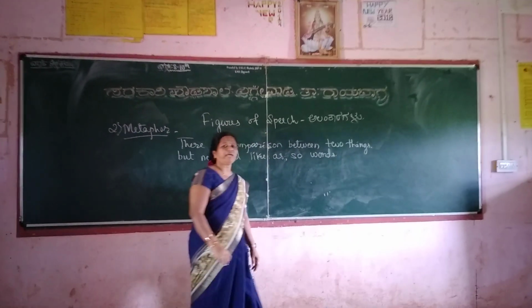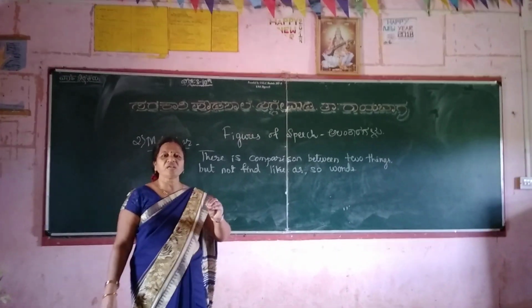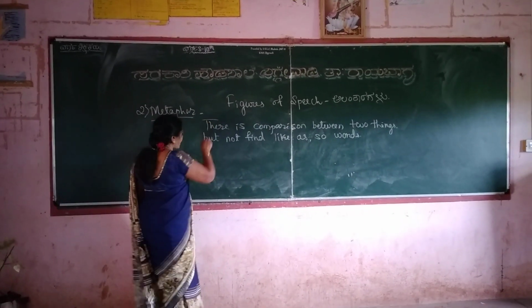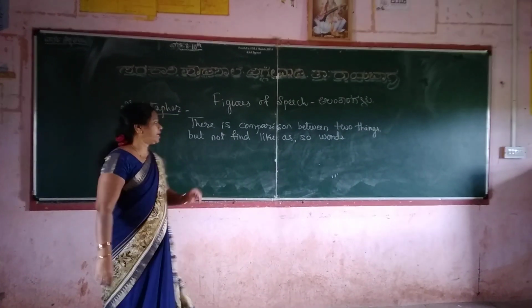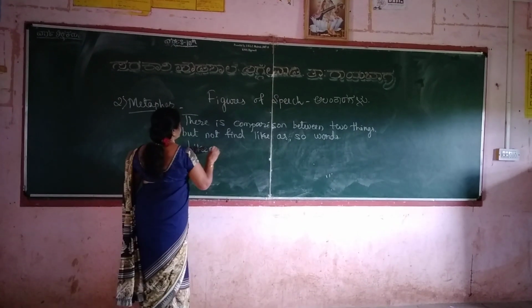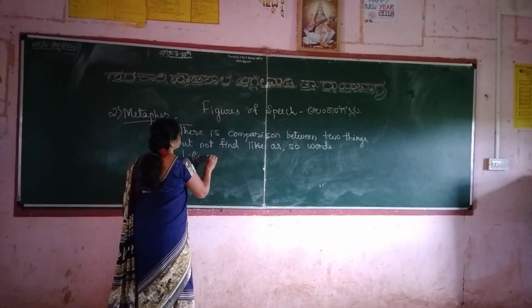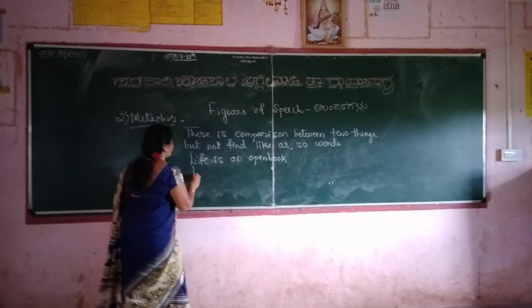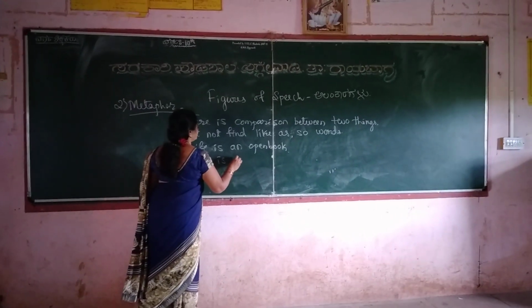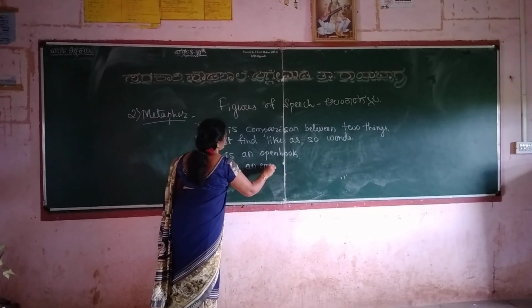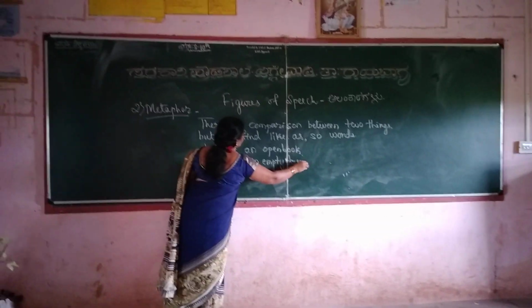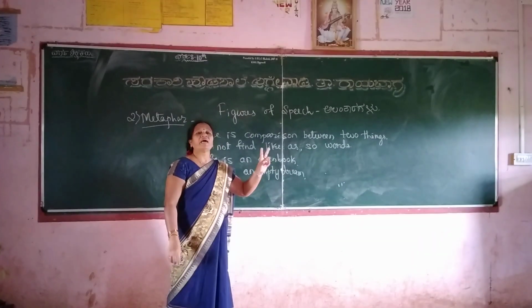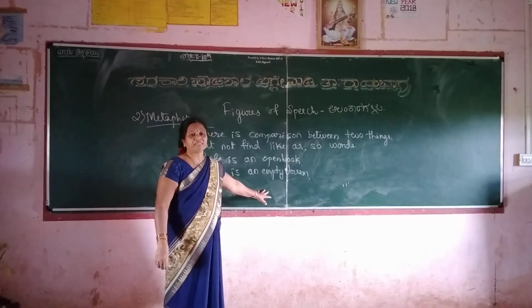Now already I have given you the examples in simile. What I told you: life is like an empty dream, life is like an open book. Why write those sentences in metaphor? We have to write like this: life is an open book, life is an empty dream. Here we have compared life to an empty dream, and life to an open book, but like, as, so words are not used in these sentences.